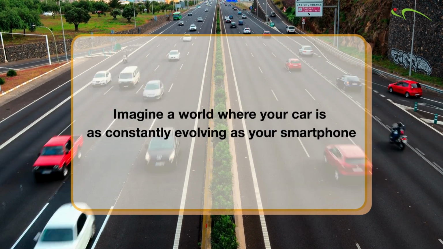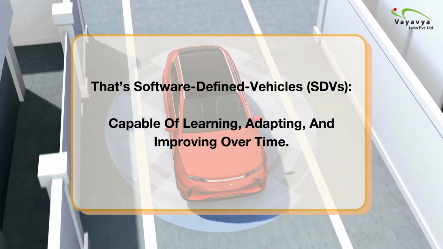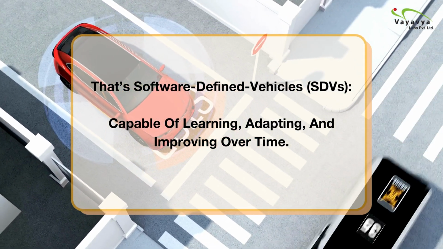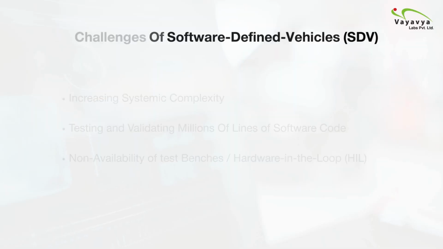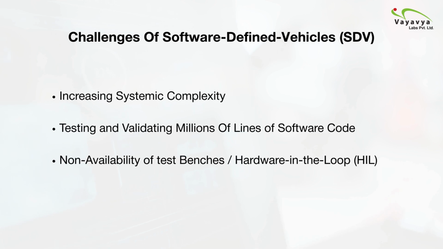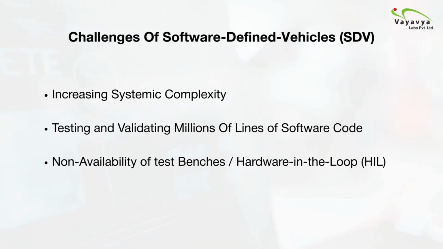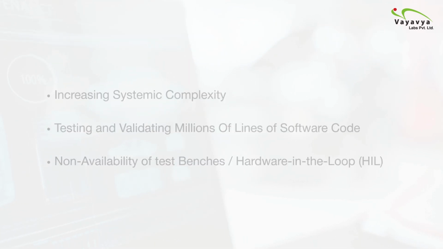Imagine a world where your car is as constantly evolving as your smartphone. That's the promise of software-defined vehicles, SDVs. They're computers on wheels, capable of learning, adapting, and improving over time. But this shift to SDV comes with system complexity. As vehicles become more software-driven, managing the numerous software functions and updates becomes increasingly unwieldy.